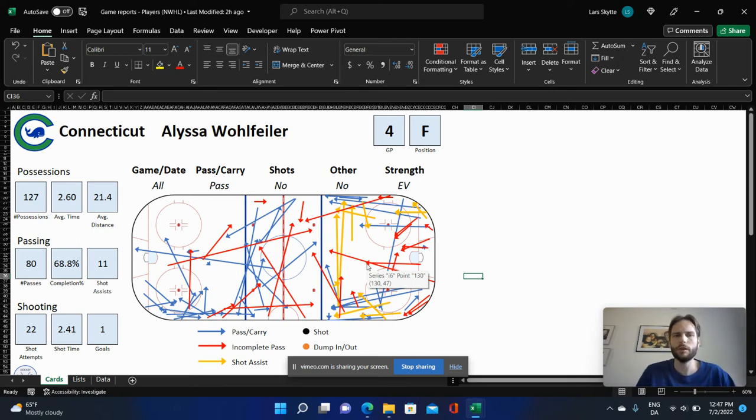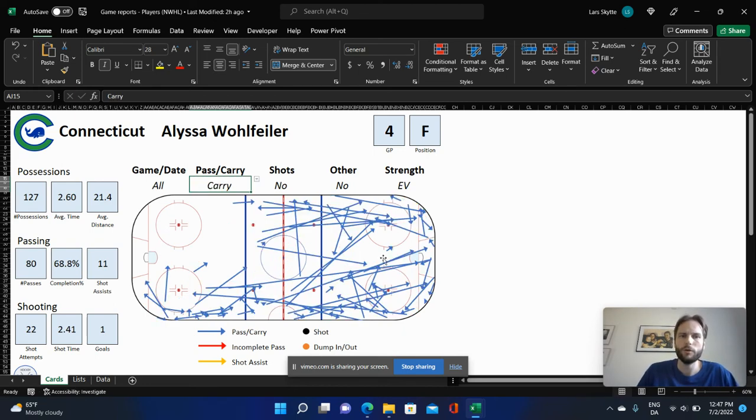Nonetheless, this is her shot map. We could also change this one to look at her puck carries instead. So this is all of her puck carries, and we could even add in shots. So these are her shot attempts. We can clearly see that she's a shooter. She has a lot of shot attempts, and she has a lot of high danger shot attempts. Now this is all at even strength.